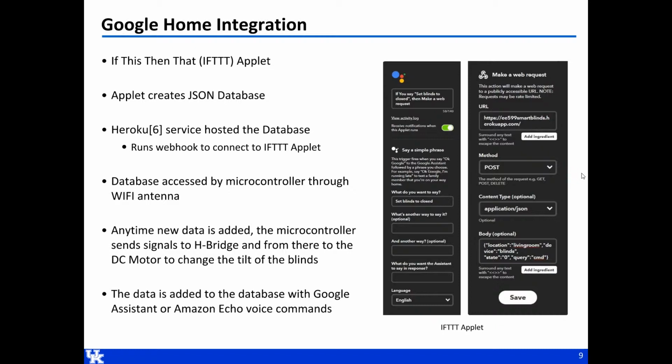Anytime new data is added and based on the information, the microcontroller will send signals to the H-bridge and from there to the DC motor to change the tilt of the blinds. The data is populated using the voice commands with a Google Assistant device such as Google Home or an Amazon device such as an Echo. For example, we can ask the Google Assistant to set the blinds to 50%, and the applet will then send our necessary numbers to the database, which is then accessed by the microcontroller, and the blinds will tilt accordingly. Google will verify that it's processing the application.